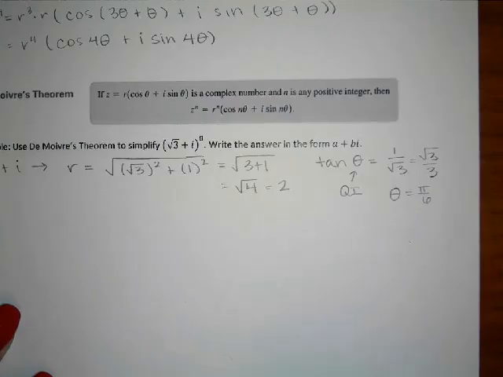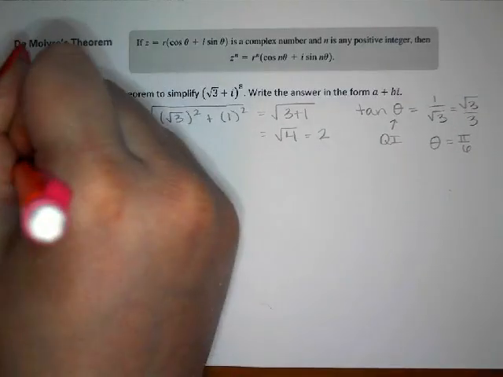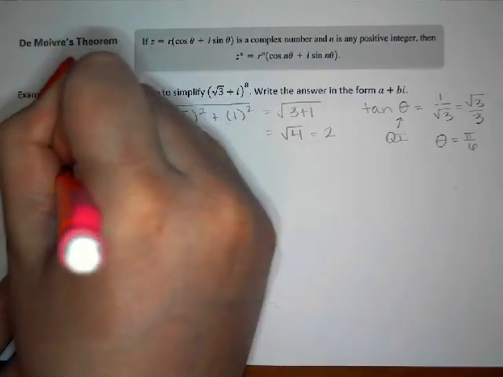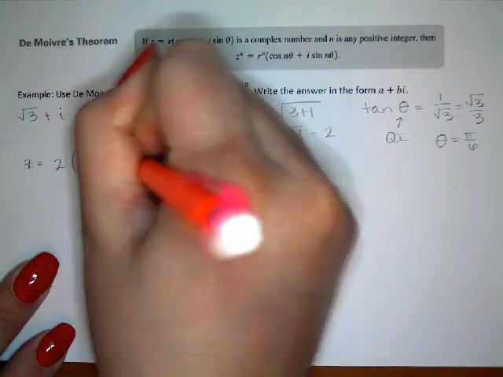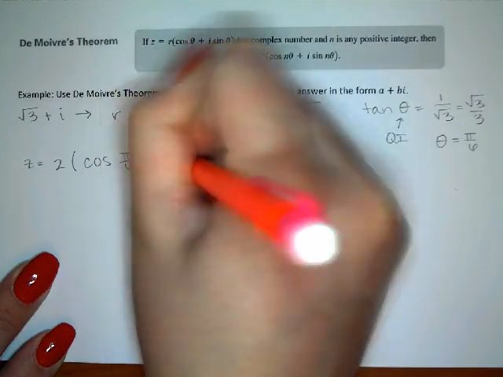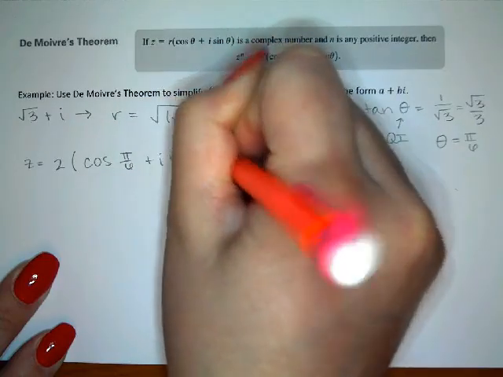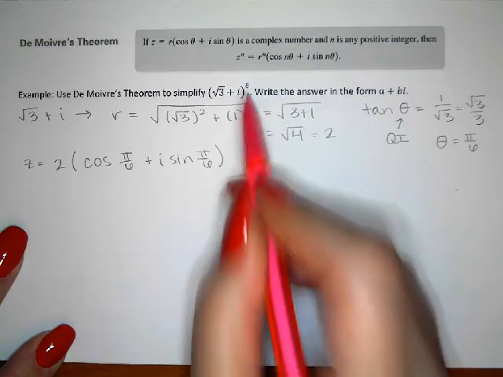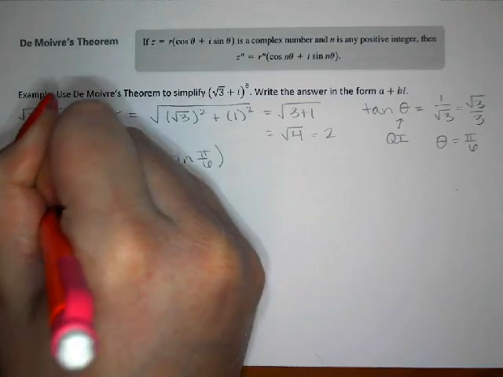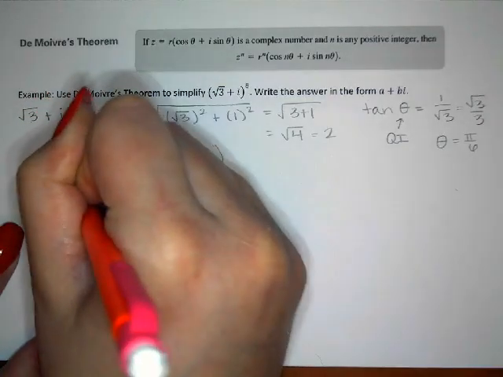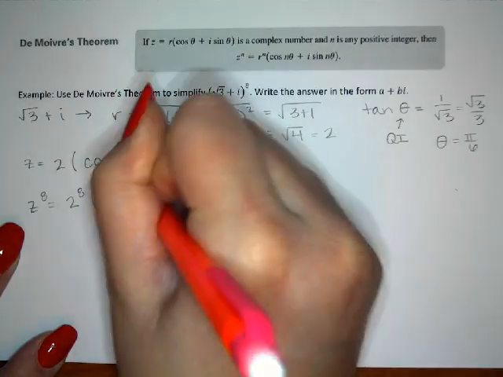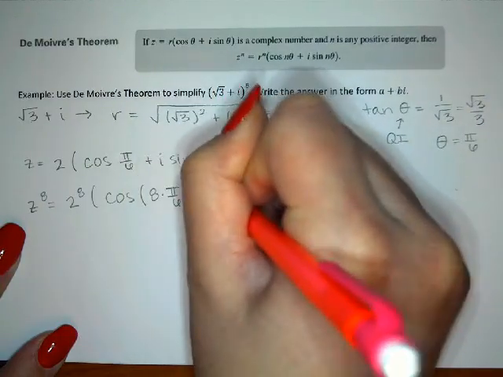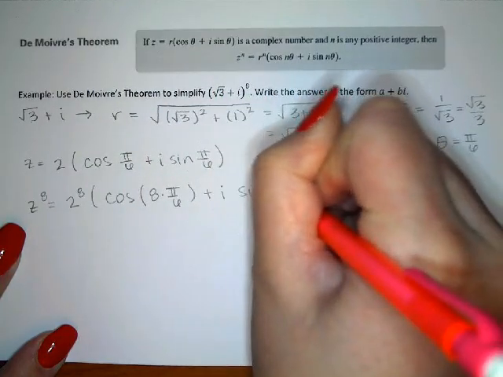Okay, so I now have my complex number figured out in the trig form. I know that the modulus is 2. I know that the angle is pi over 6. And so now I can go ahead and figure out what this complex number is raised to the 8th power. So z to the 8th power would be r to the 8th power times cos 8 times theta plus i sine 8 times theta.